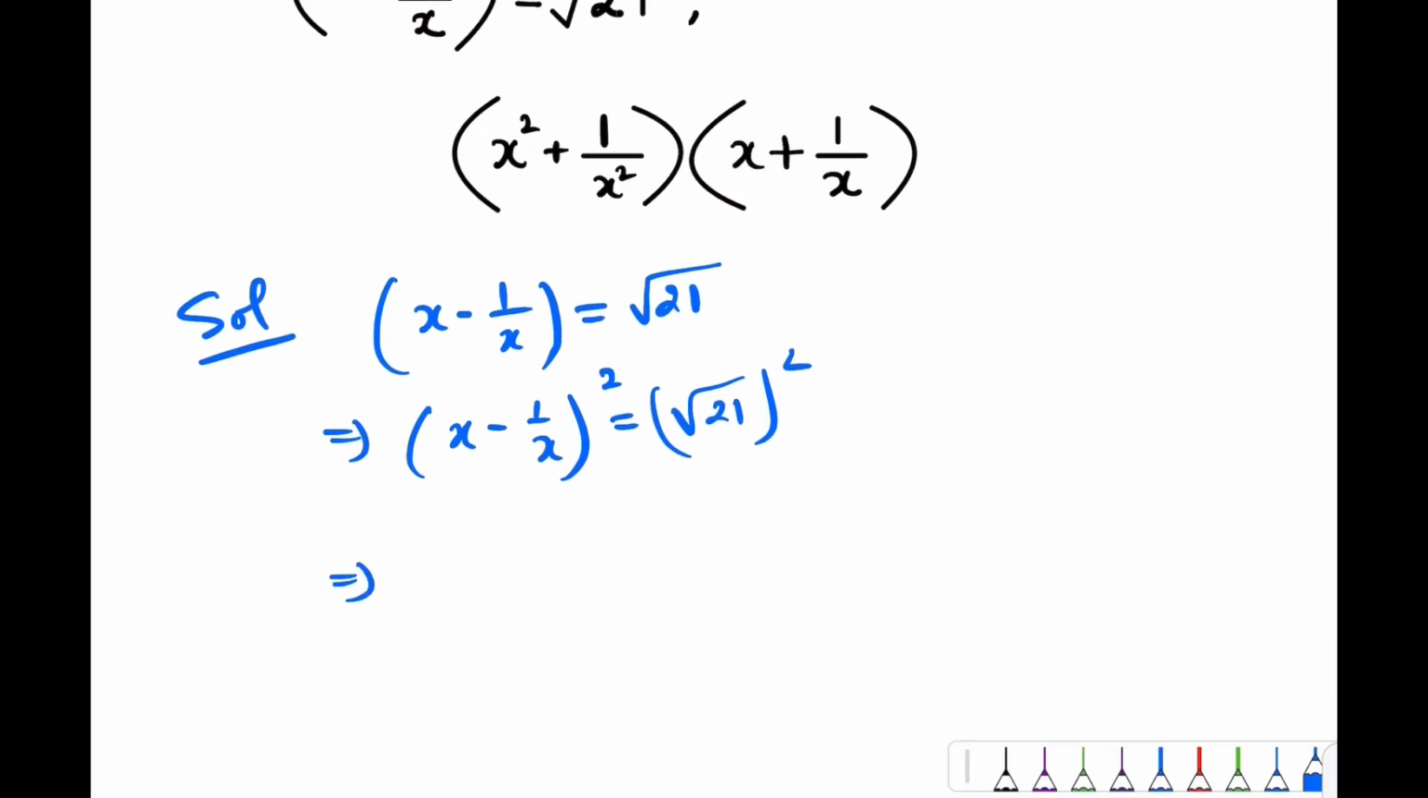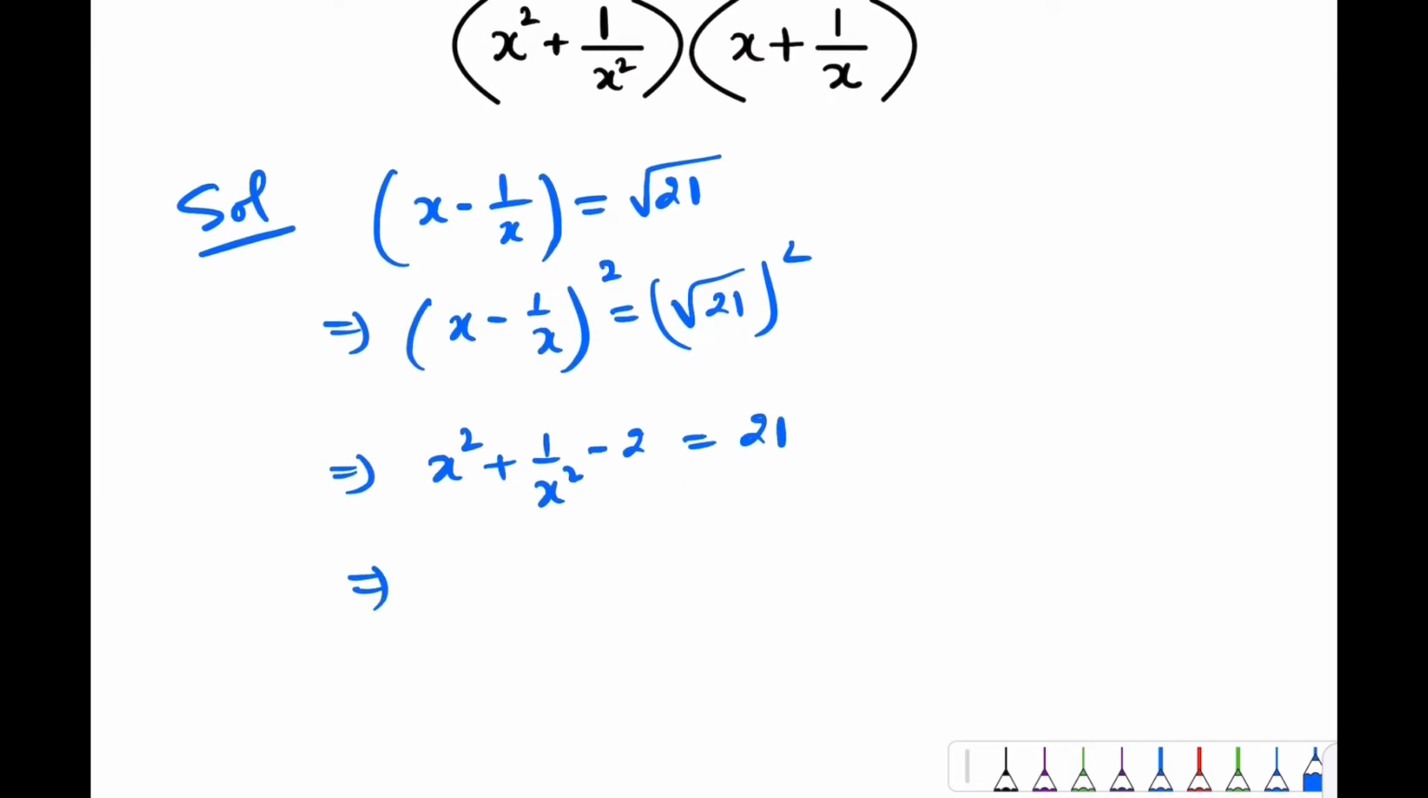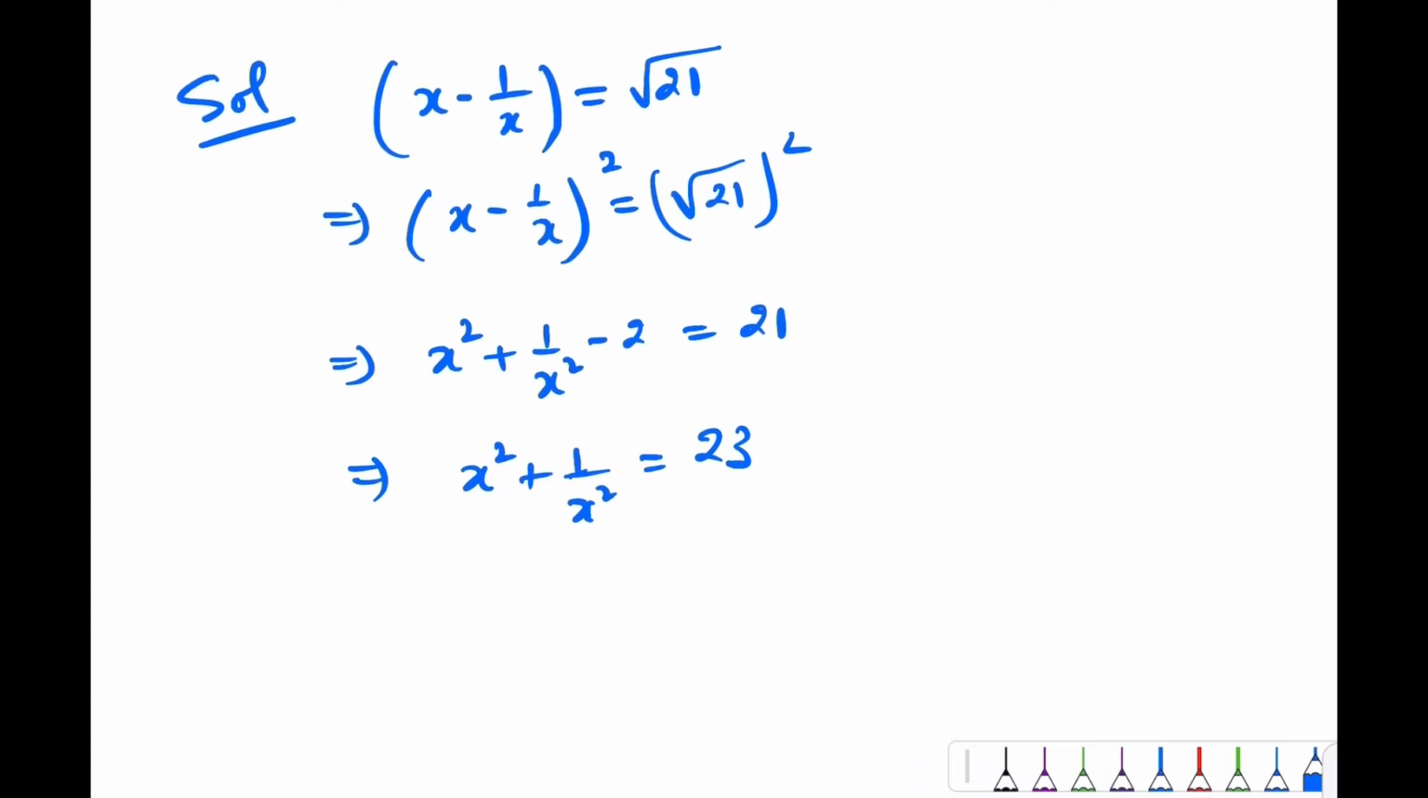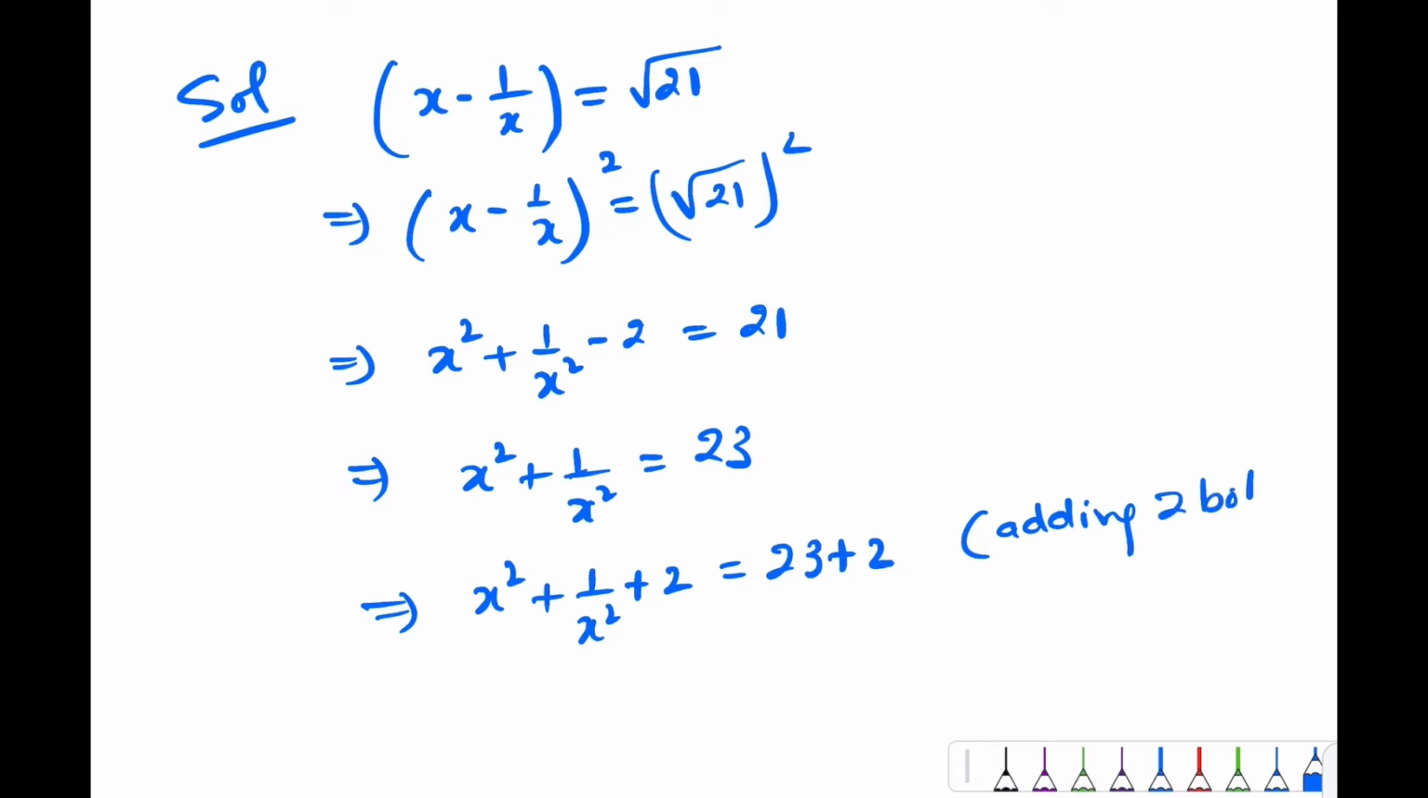And this gives x square plus 1 by x square minus 2 equal to 21. And this implies x square plus 1 by x square equal to 23. This implies if we add 2 both the sides, so we have 2 equal to 23 plus 2. Adding 2 both the sides.